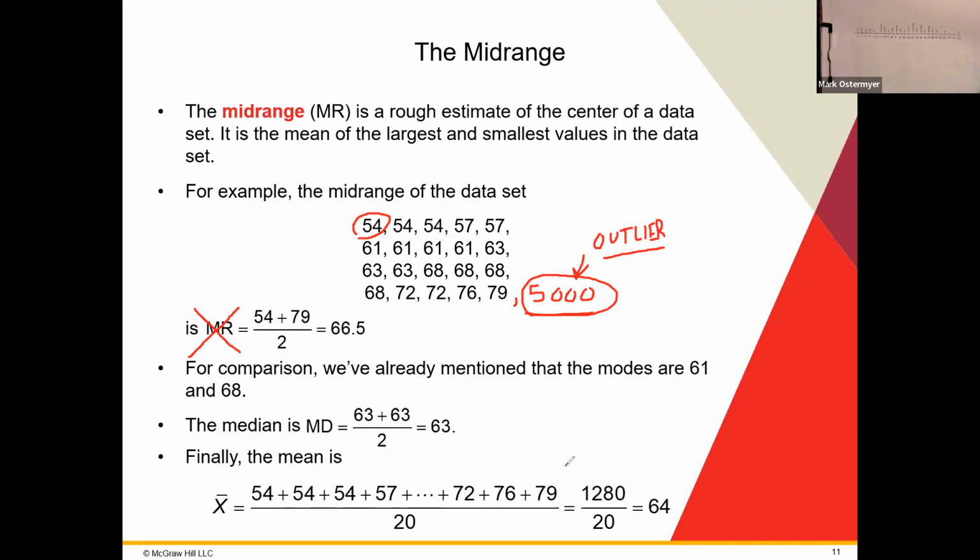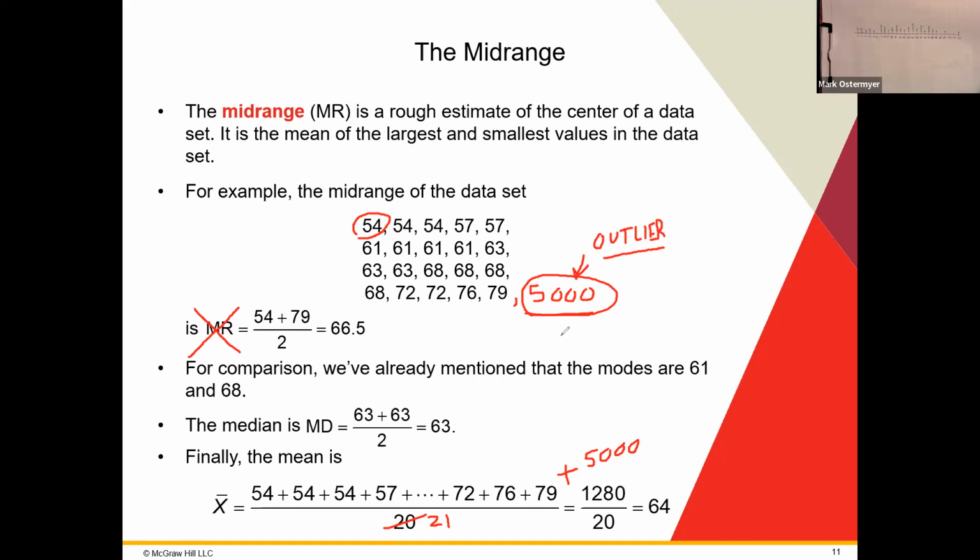Because the reason would be, ladies and gentlemen, if I have 5,000 in my data set, you'd have to add 5,000. And then you divide this by what? 21. Do you agree? So what would be the mean if we had 5,000 in the data set? Well, it would be 1280 plus 5,000, which is 6,280 divided by what? 21. And that would give us a measure of central tendency for the mean as being 299. 299 does a lousy job along with the mid-range value in determining or indicating the middle of this data.